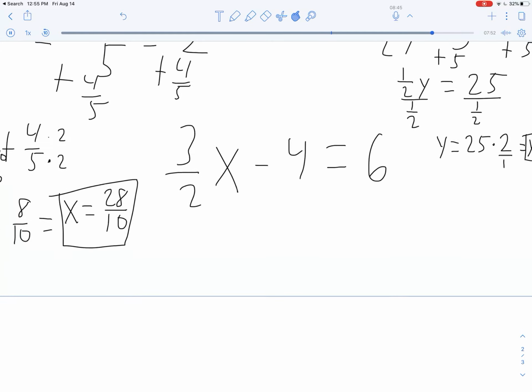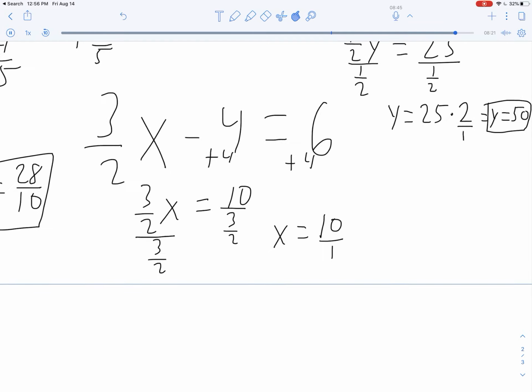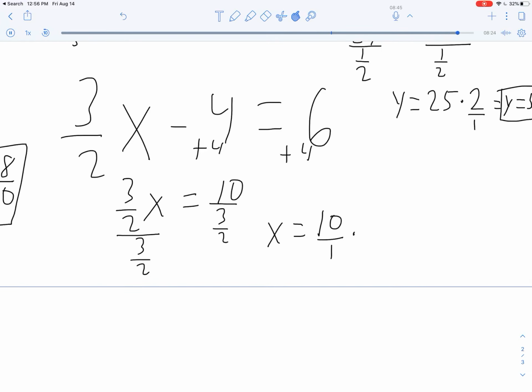Alright, and our last question. We have 3 over 2 times x minus 4 is equal to 6. So, get x by itself by adding 4 to both sides. 3 over 2 x is equal to 10. Now, we have 3 over 2 times x. Divide both sides by 3 over 2. Now we have x is equal to 10 over 1. We flip 3 over 2 and multiply, times 2 over 3. And that simply gives us x is equal to 20 over 3.